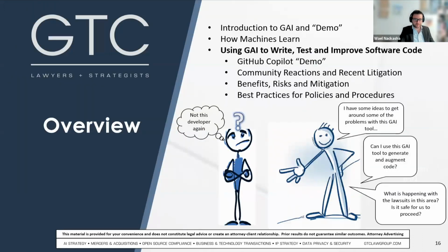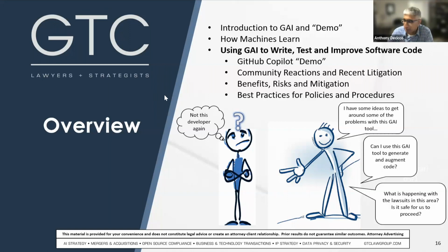Great. Thanks, Wael. So now we're going to turn to using GAI to write, test, and improve software code. In our experience, developers really want to use these tools, and they're often met with risk managers, including lawyers, who are trying to get their arms around the technology to protect their organization from unnecessary risk. They're generally fielding many questions, some of which they don't yet have answers to, and they're outside their comfort zone. As an aside, we should mention we created the images on this slide using DALL-E 2.